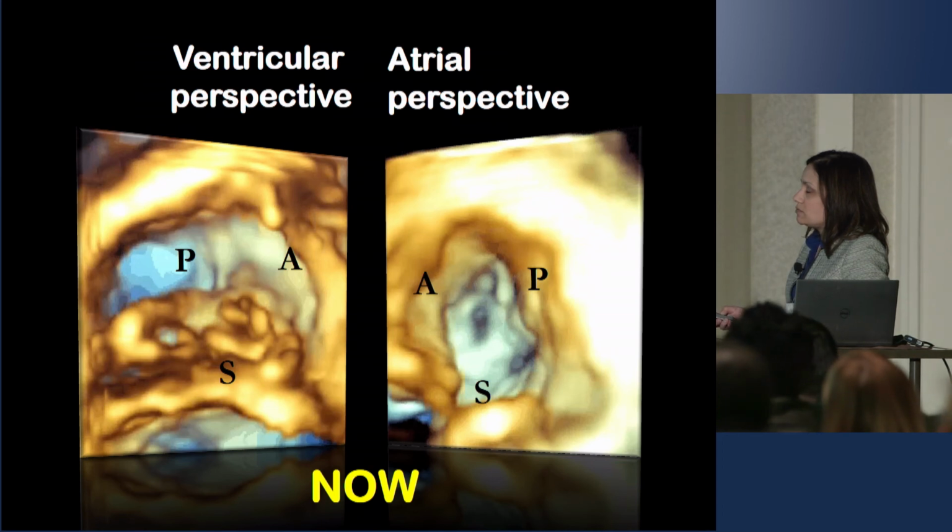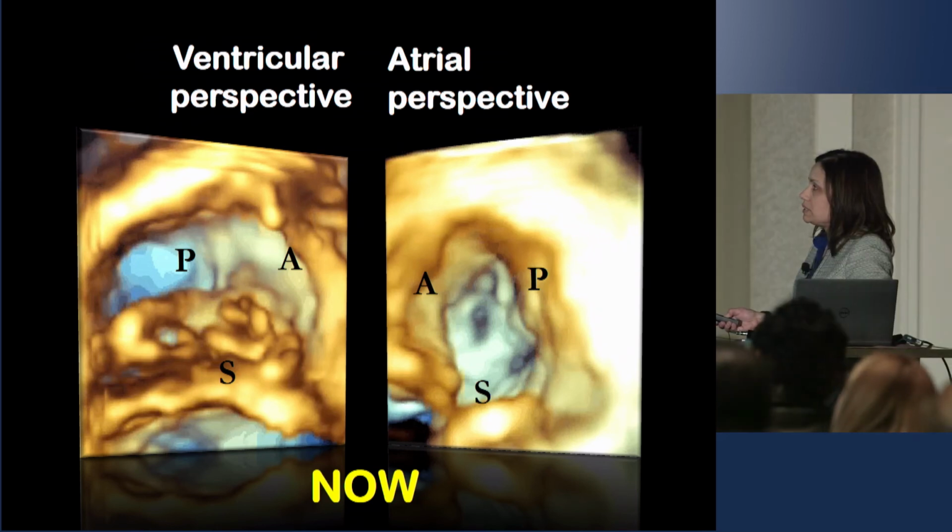And when you look at the valve from the ventricular perspective, you can see the septal leaflet here, the anterior leaflet here, the posterior leaflet here. From the right atrial perspective, you see the septal leaflet here, posterior leaflet here, and anterior leaflet here.